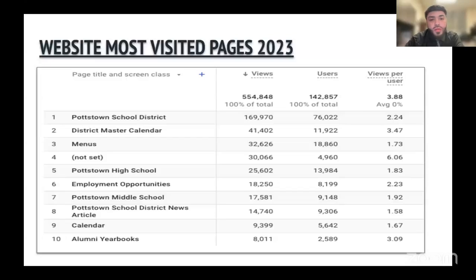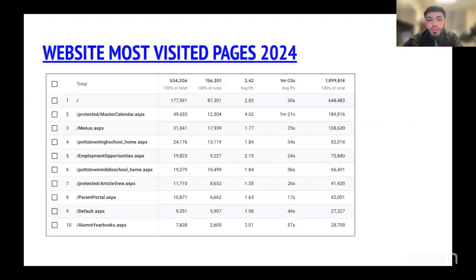Moving on to the website's most visited pages. In 2023, you can see the Pottstown School District is the most visited. This is the homepage for our website. And the master calendar, which is actually the district calendar, takes second. And third is the food menu for 2023. And in 2024, if you look at the top, it's blank, but that represents the homepage. Second is the master calendar, and the district food menus take third because we always want to know what's for lunch. And if you see all the way at the bottom, the alumni yearbooks takes number 10, and number 9 says default, but that's just another URL for our homepage.